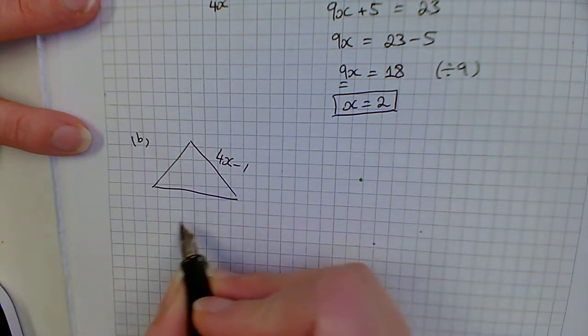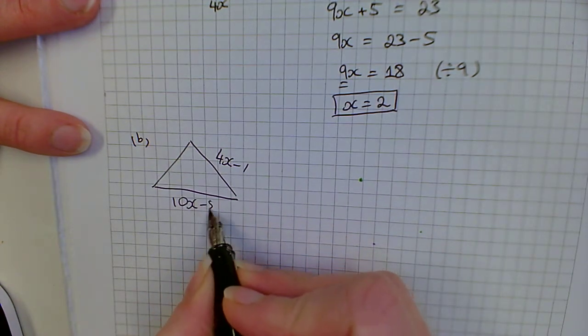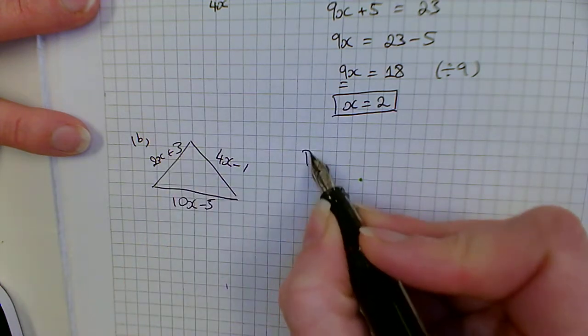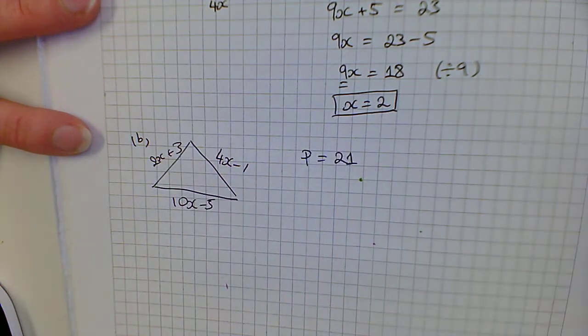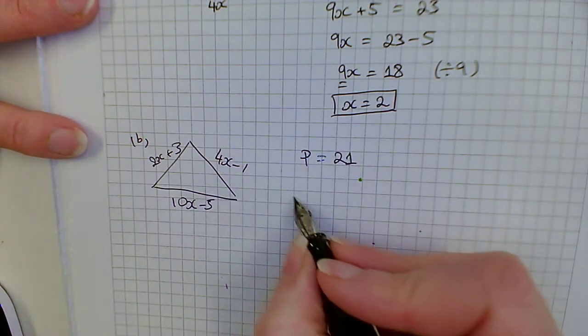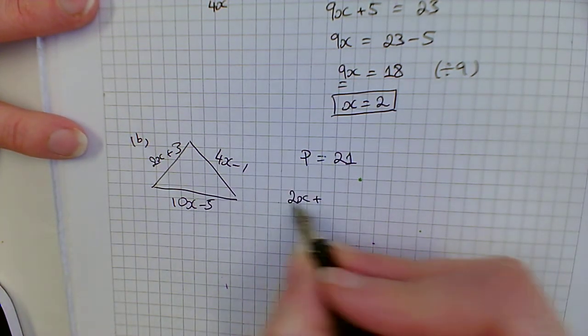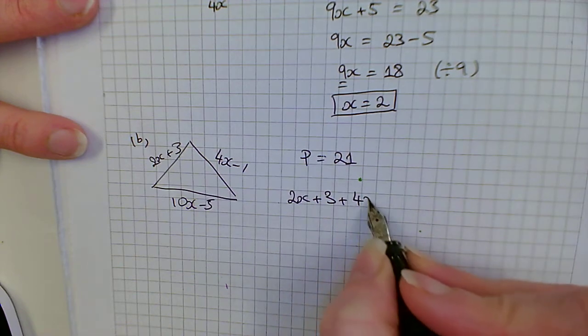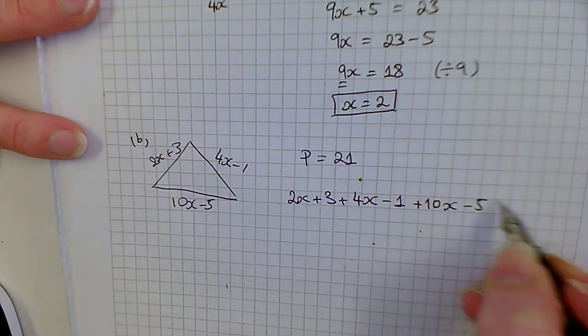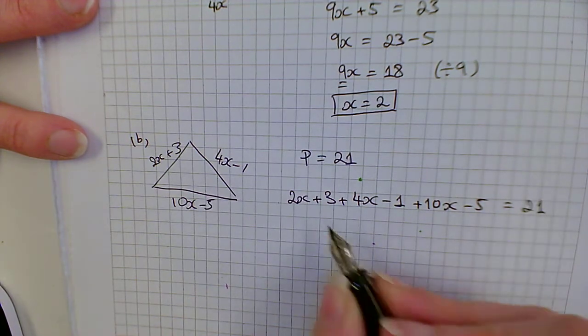Then for part B, we have another triangle, similar in shape. 4x minus 1, 10x minus 5, and 2x plus 3. And this time the perimeter is 21 units, whatever the units are. So again, we add the 3 things together, even with their minus signs. 2x plus 3 plus 4x minus 1 plus 10x minus 5, all add together to give us 21.